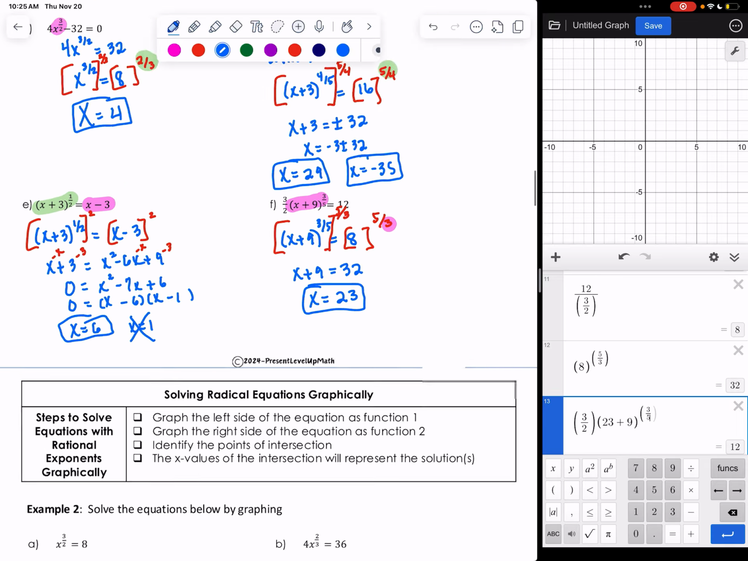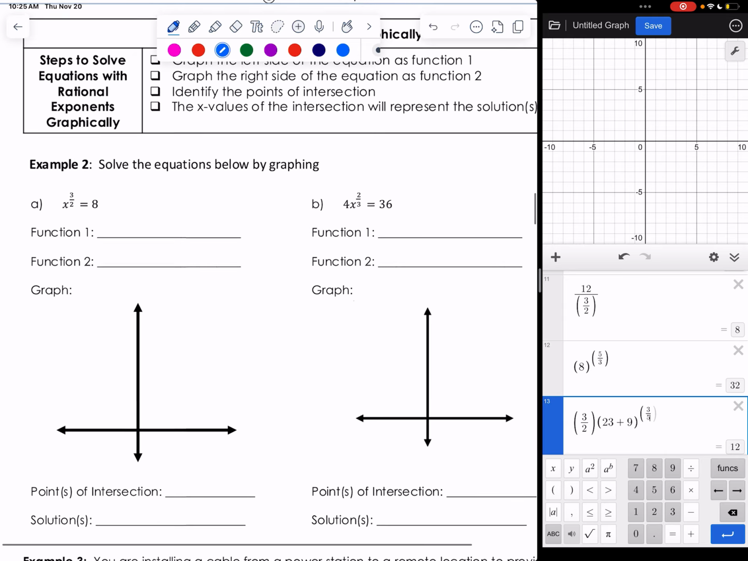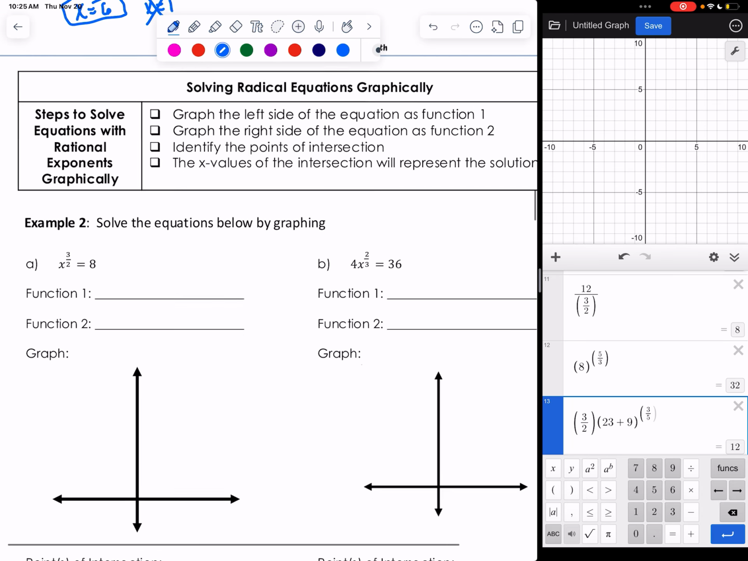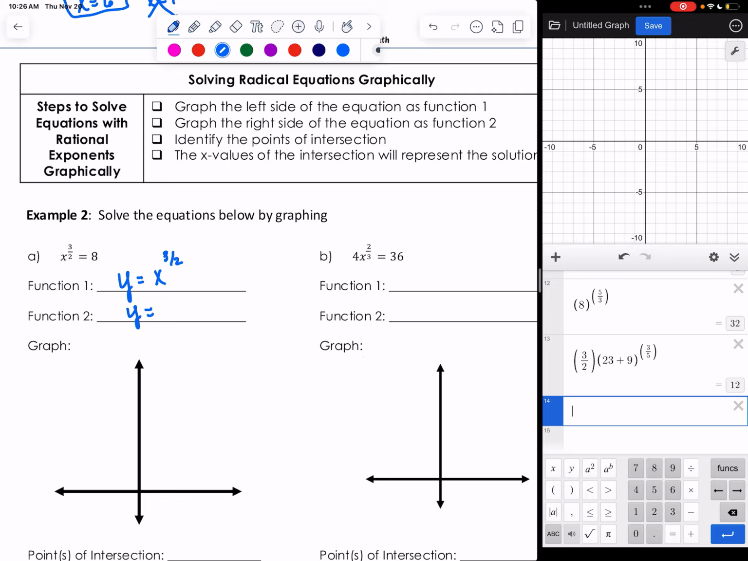All right, now we can also solve these problems graphically. And hopefully you've seen this before, where we're going to use our calculators to graph the expressions to find the solutions. Now, here are the steps. You're going to graph the left side of the equation as function 1 in your calculator. You'll graph the right side as function 2 in your calculator. You'll identify the points of intersection, and then the x values will represent your solutions. So in problem A, we have x to the 3 over 2 power equals 8. So function 1 would be y equals x to the 3 over 2 power. Function 2 would simply be y equals 8.